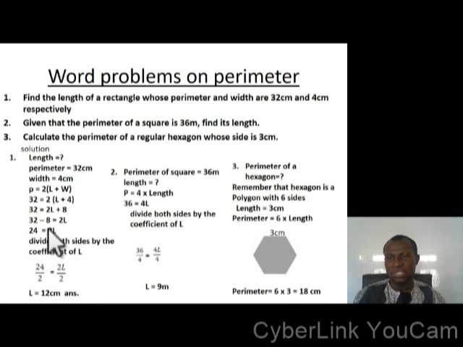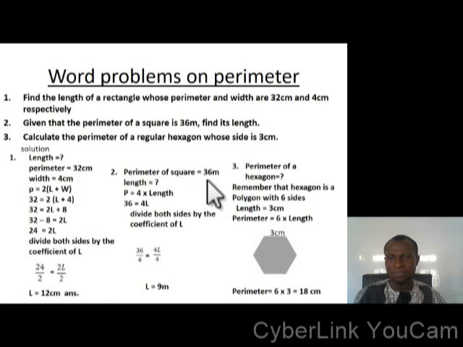32 minus 8 will give us 24 equals 2L. So divide both sides by the coefficient of L, which is 2. That's what we demonstrated here. We now have 24 over 2 equals 2L over 2. When you do that, 2 cancels 2 here, and you are left with L. 24 divided by 2 gives us 12 centimeters.